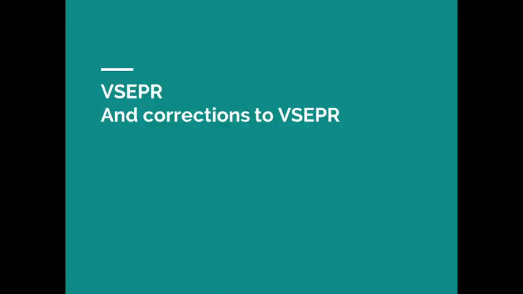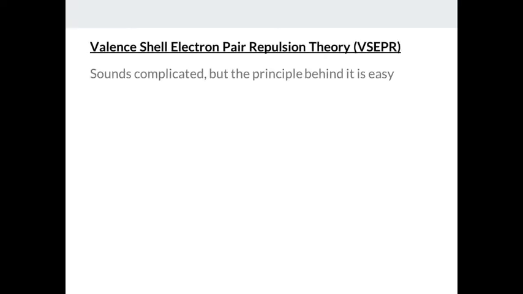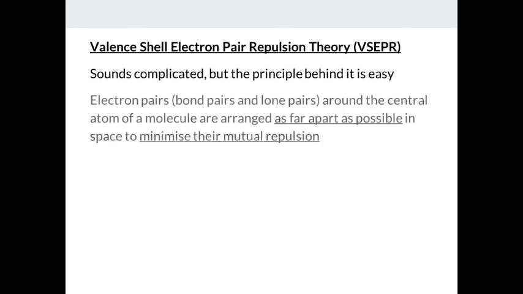So now let us take a look at VSEPR. VSEPR is a theory that is used to predict the shapes of molecules based on their electronic structure. The principle behind VSEPR is actually very easy, and in fact there was an A-level question asked before on what the principles of VSEPR theory are. The central tenet is that electron pairs, bond pairs and lone pairs around the central atom of a molecule are arranged as far apart as possible in space to minimize their mutual repulsion.